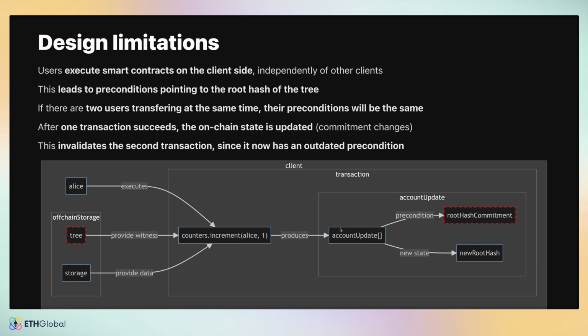This produces, again, account updates, and the account update will try to update the chain state to a new root hash, and it will also have a precondition to the current on-chain root hash commitment. And the red part, the current root hash commitment, will match the current tree state. But after the first transaction is created, and if you have two in parallel, the first one will set it to the new root hash. Therefore, the second transaction precondition will no longer be valid, making the transaction fail, creating concurrency issues.